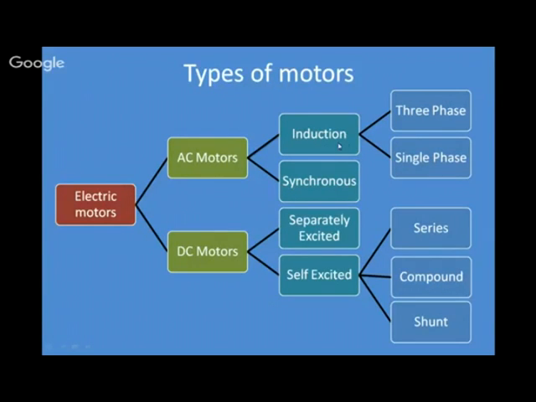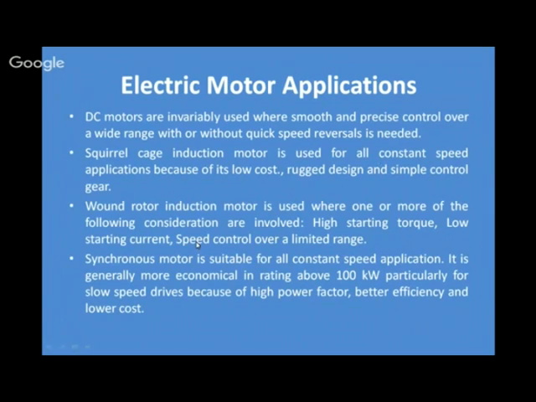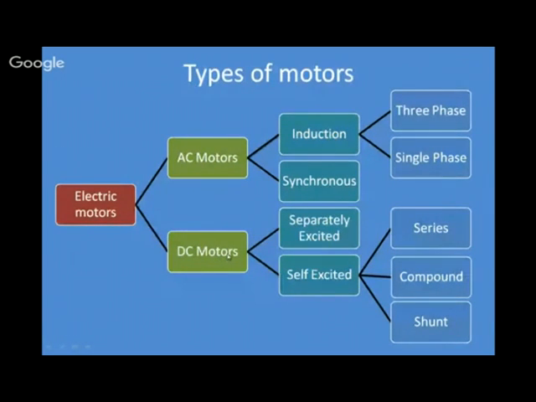Then we have induction motors. These can be further classified into single phase or three phase. The further classification can be squirrel cage type or wound rotor type. Then we have DC motors. DC motors can be classified as separately excited or self-excited. Self-excited can be further classified as series, compound or shunt. So depending on the different types of requirements, we can use these motors for our drive system.